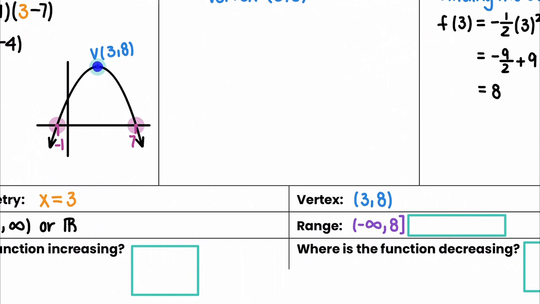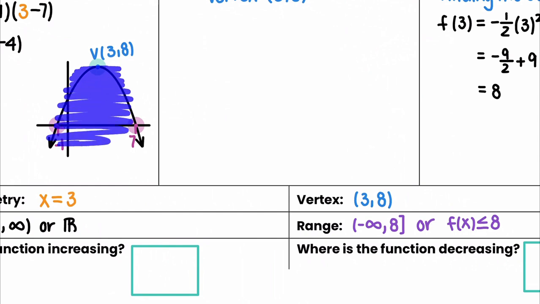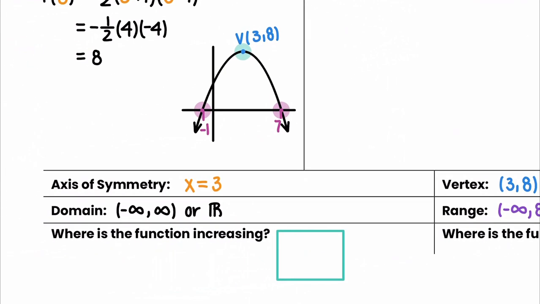So it's negative infinity because there is no lowest point. And then we put a bracket around 8 because it's defined. It exists as a point. And then we can also say, or f of x is less than or equal to 8. Saying that all the y values, f of x, start from 8 and it's everything below it, which is less than 8.